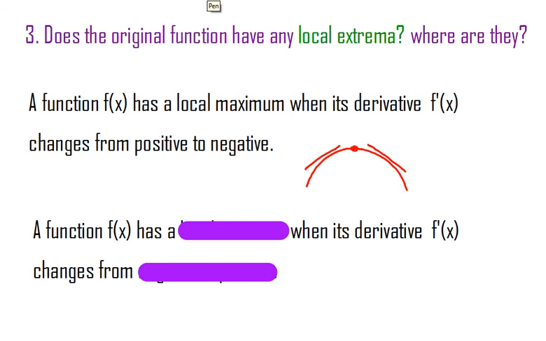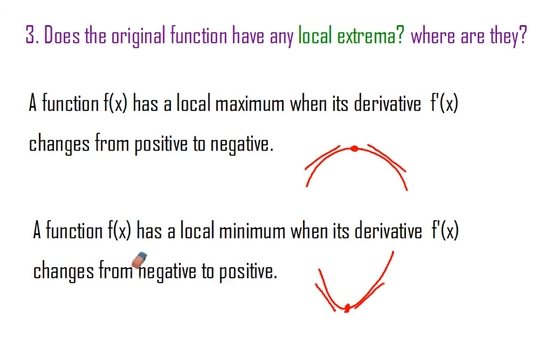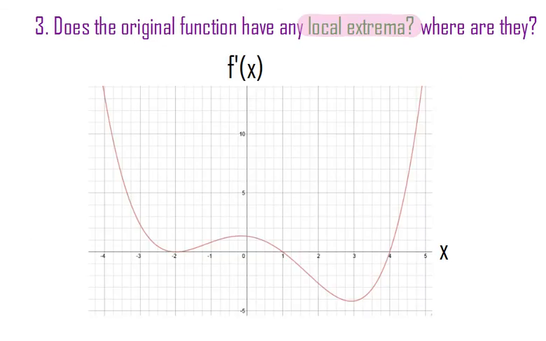On the other hand, we should expect to see a local minimum where the slope changes from negative to positive. Again, if you're able to tell these things before they're revealed on the screen, you really know it. And if not, you really need to review it and study it until you really master it. So in search of local max, we'll look where f prime changes from plus to minus. And in search of local min, we'll look for where f prime changes from minus to plus.